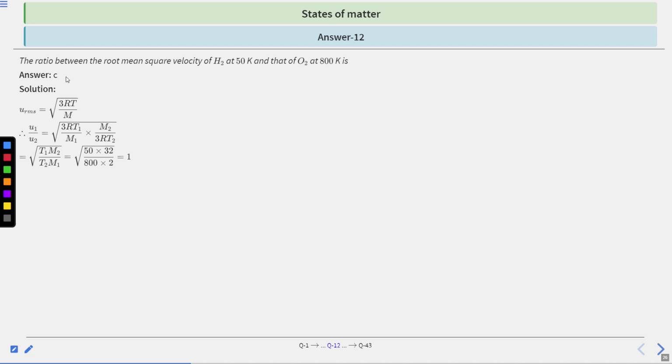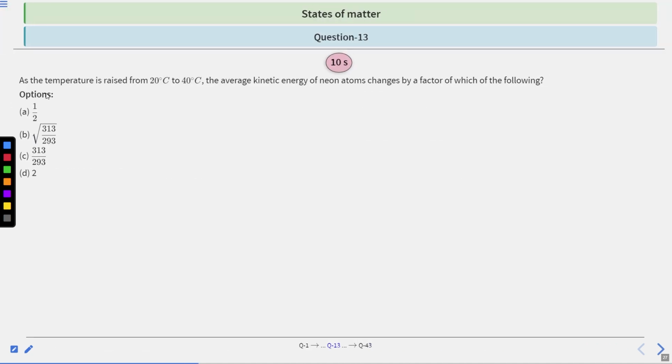Okay, so the correct answer is option number C. So U RMS, we know, will be equal to under root 3RT by M. So U1 by U2 will be equal to under root 3RT1 by M1 multiplied by M2 upon 3RT2. By putting the values in this equation, we find that the ratio between U1 and U2 will come out as 1 for the molecules of H2 and O2. Right? So option C is the correct answer. Moving on to the next question, question number 30.